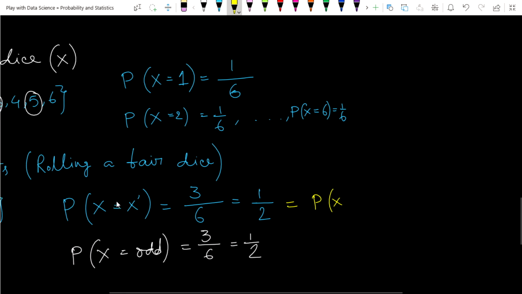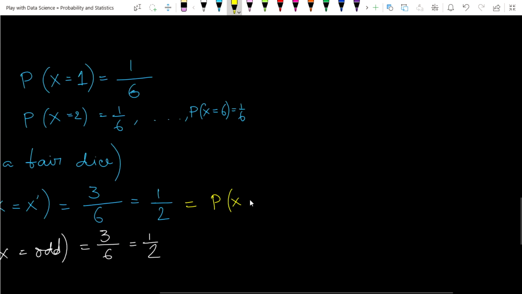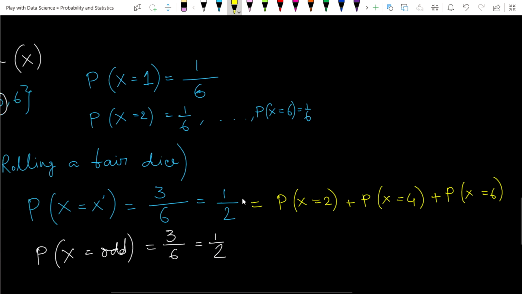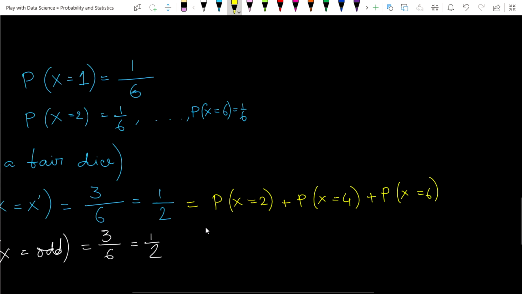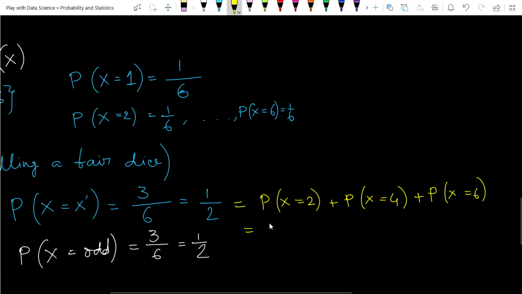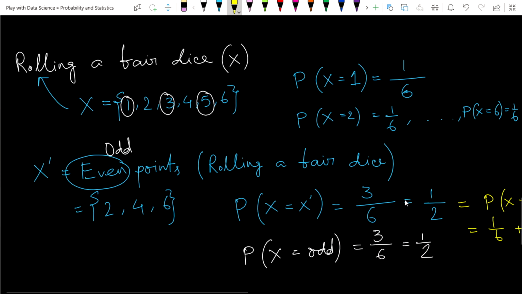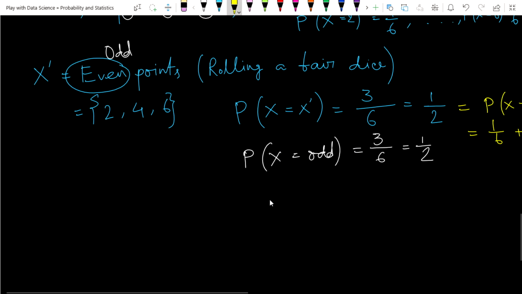To find the even points, we have probability of x equals 2, plus probability of x equals 4, plus probability of x equals 6. These are the 3 events that we are interested in for this event x dash. We already know that the probability of x equals t is 1 by 6. 1 by 6 is 1 by 6. We just sum up, and then we get the same answer. So this is another way to find the probability of an experiment.